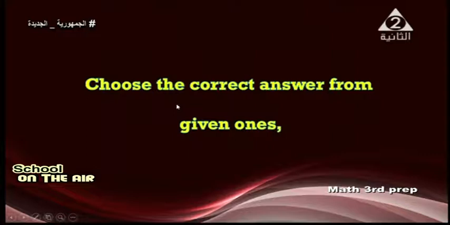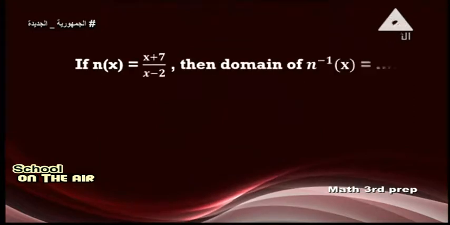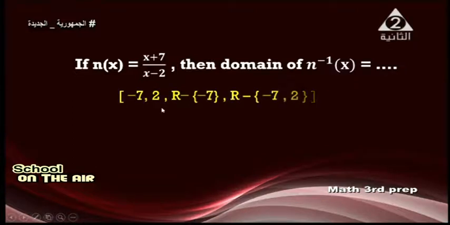أول سؤال عندنا choose the correct answer from those given or from given ones. If n of x equals x plus 7 divided by x minus 2, then the domain of n inverse x equals negative 7 or 2 or difference negative 7 or difference negative 7 and 2.